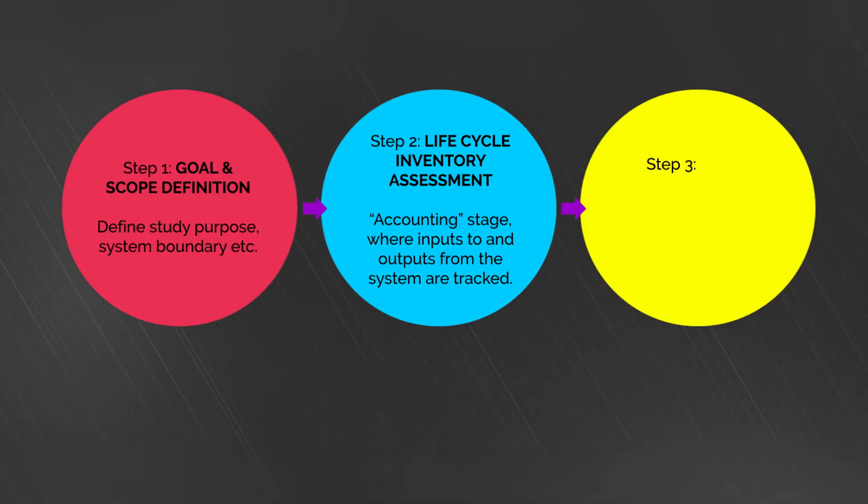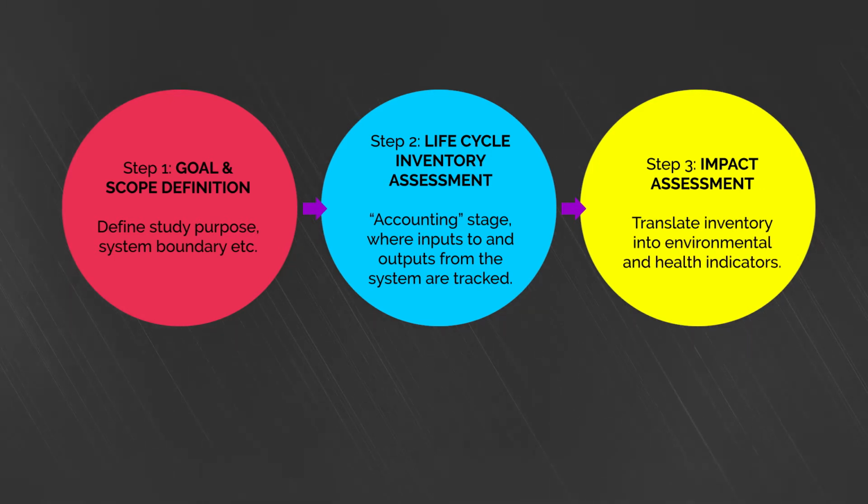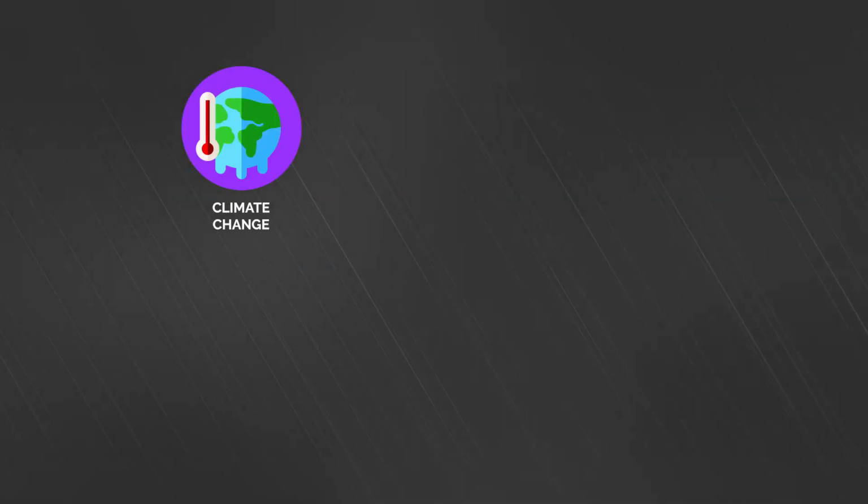In step 3, the impact assessment, this information is used for calculating the impacts of the product or service on the environment. Some examples of impacts that an LCA might consider are climate change, caused by the release of greenhouse gas emissions into the environment, such as from electricity production or chemical processes.